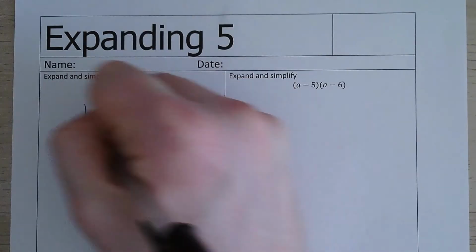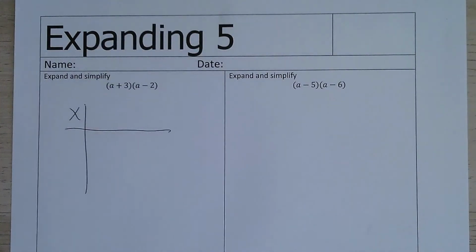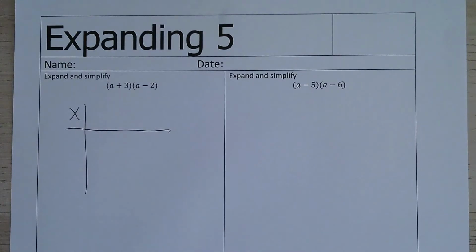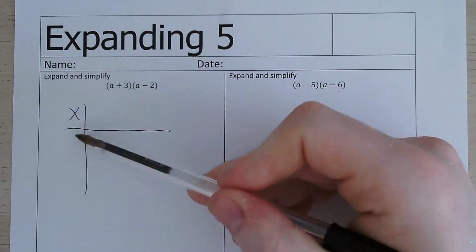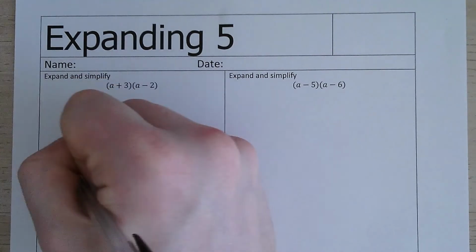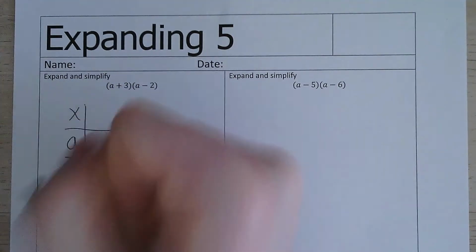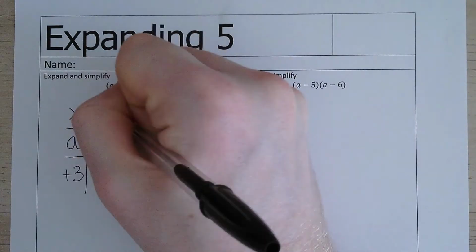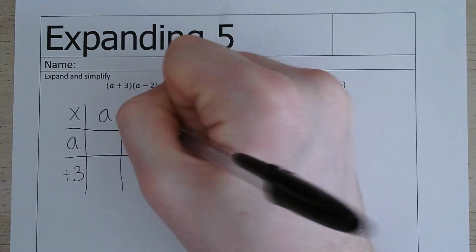So again, we start off by drawing the grid method. A plus 3 are the terms in the first bracket, so these terms will go down the left-hand side of our grid method. So we have A and plus 3. Again, it's really important that we remember to include the symbol because that's going to make a difference later on. Our second bracket has the terms A and minus 2, so they will go across the top row.